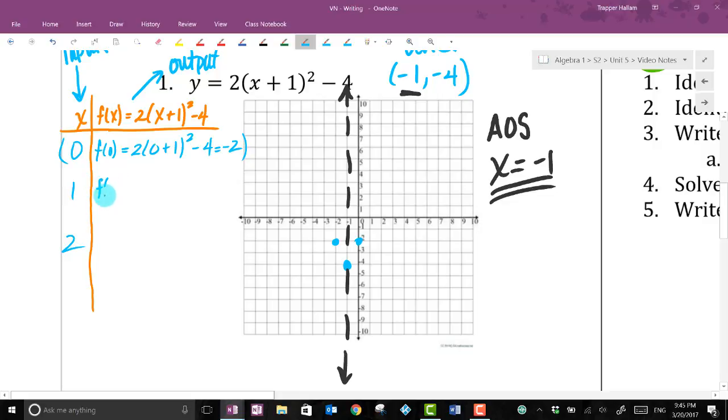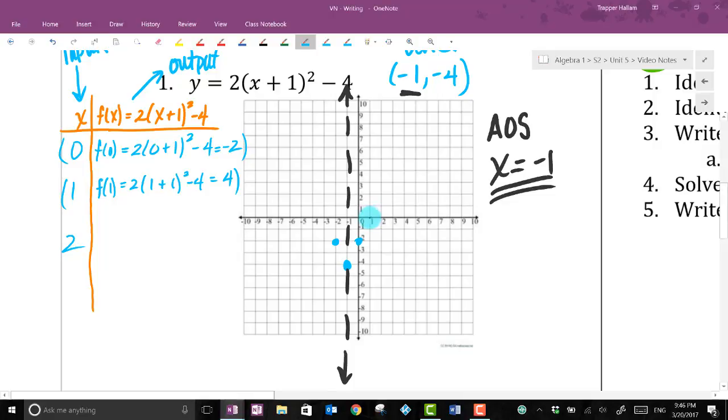So f of 1 then is equal to 2 times 1 plus 1 squared minus 4. Let's do that calculation again. 1 plus 1 is 2, 2 squared is 4, 4 times 2 is 8, 8 minus 4 is positive 4. So we have the point 1, 4. Let's go ahead and plot that down.